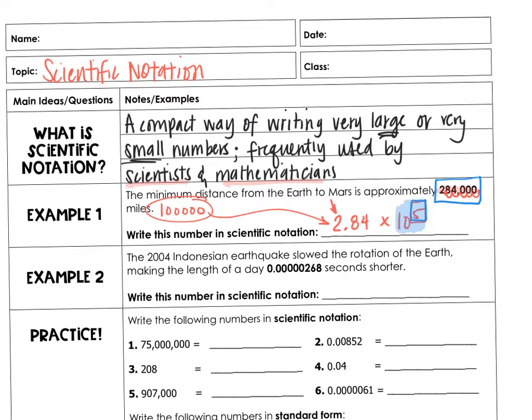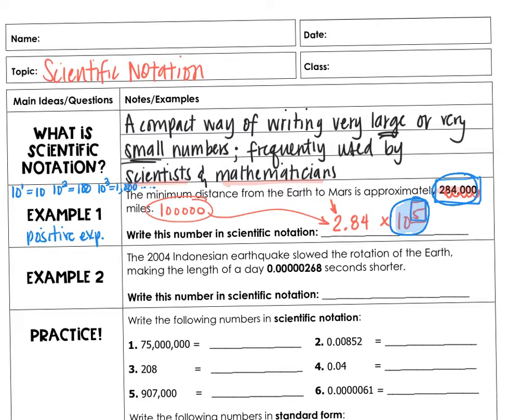So when the number in standard form is larger than 1, you're dealing with positive exponents, because positive exponents on 10 are like 10 to the first, which is 10, 10 to the second, which is in the hundreds, 10 to the third, which is 1,000, and so on and so forth.